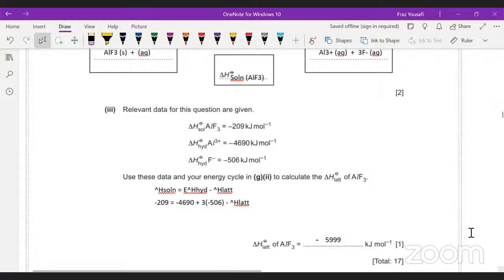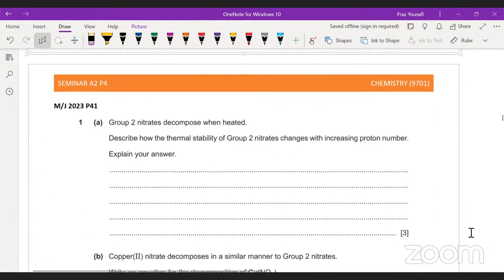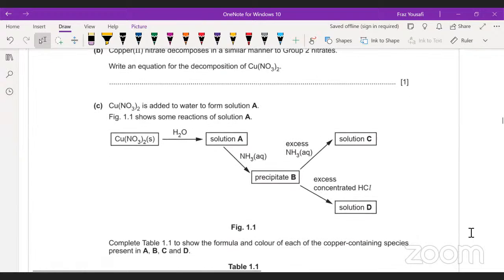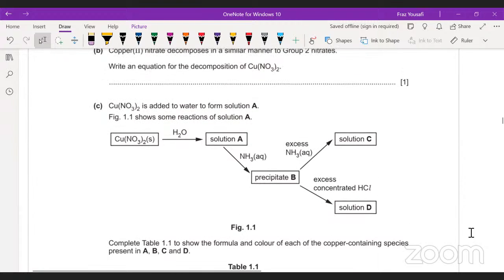That will become your lattice energy for aluminum fluoride. All right. Now, I'm not as concerned here about this particular part, more concerned with just the understanding of making you remember certain copper species that are more important than others.